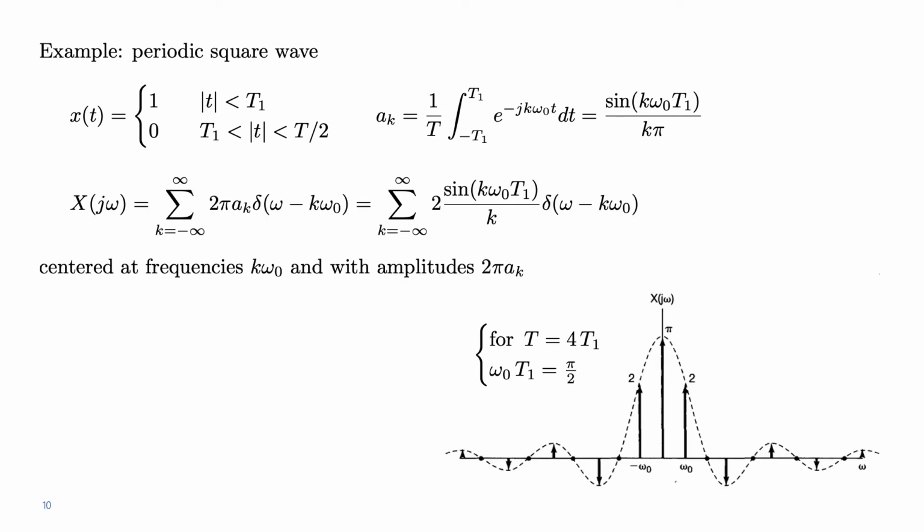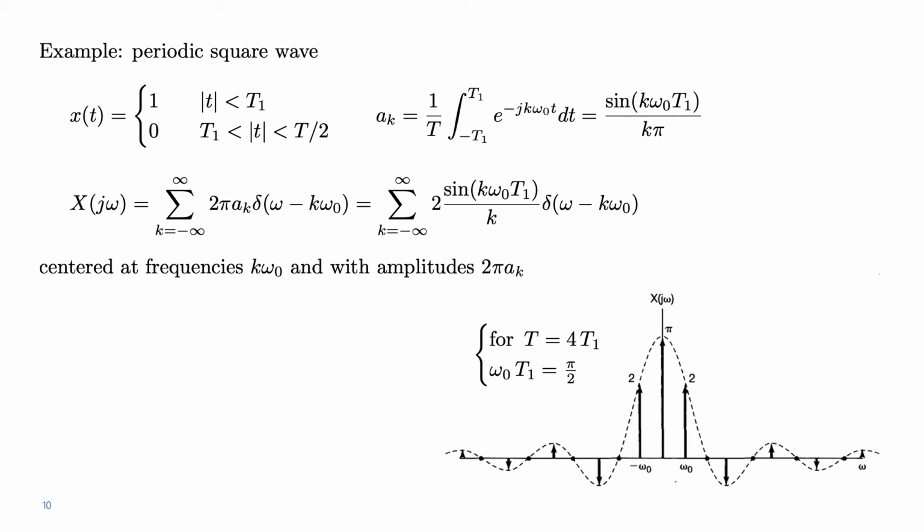So the Fourier transform x of j omega, as we learned, is going to be an impulse train where the impulses are centered at frequencies k omega 0, being omega 0 the fundamental frequency of our periodic signal x of t, with amplitude 2 pi ak, being ak the Fourier series coefficients, right? So for this particular case of the periodic square wave, we have the sum of 2 sine k omega 0 t1 over k delta omega minus k omega 0. And what does this look like?